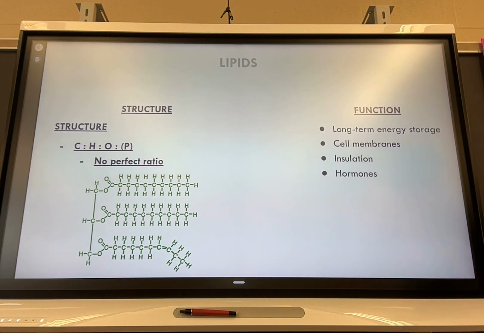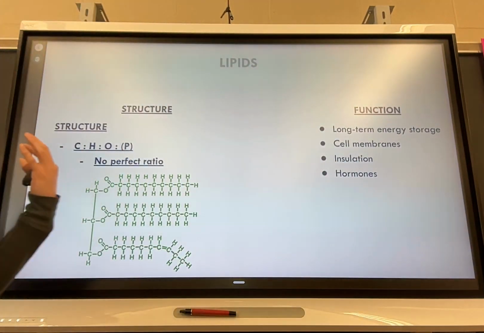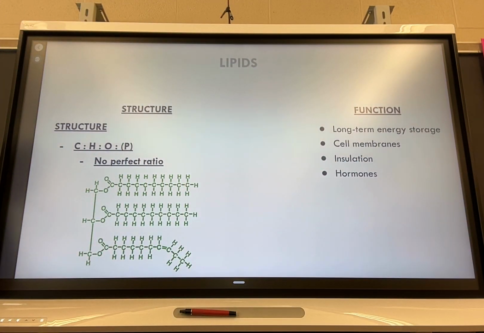Our second organic molecule is the lipid. The lipid is a long-term energy storage. This is going to be your fats, your oils, things like that. They're also used for cell membranes. We'll talk about that in Unit 4. It can be used for insulation. Think bears going to hibernate need a lot of fat stores to survive the winter. Same thing, they can be used for hormones, steroids, things like that. We're not going to get too much into the hormones and steroids, but it's another good example of a lipid.